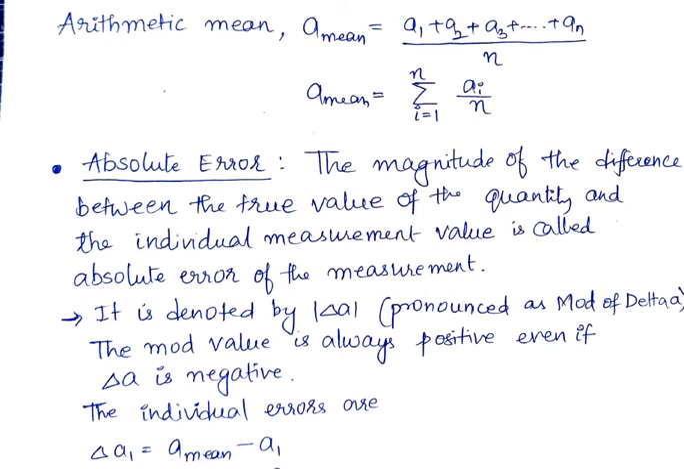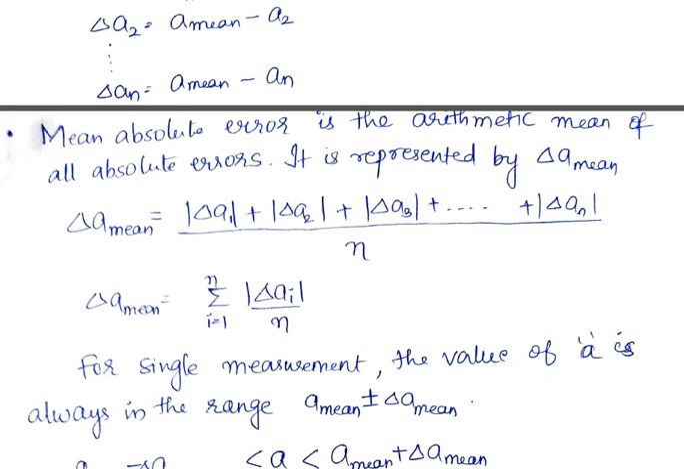Suppose delta a1 is the first, individual absolute error, equal to a mean minus a1. Delta a2 is equal to a mean minus a2. Likewise, delta an is equal to a mean minus an. So what is delta a? The absolute error. Delta a, the absolute error, is always a positive quantity. Sometimes while calculating we get positive, sometimes negative, but mod delta a is always positive. Error is always a positive quantity, that's why we take mod of delta a.